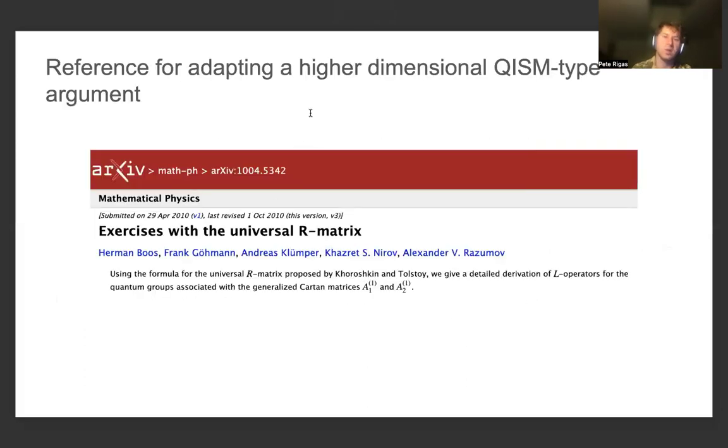And so the reference for adapting a higher dimensional QISM type argument, like we have mentioned, is related to this work in mathematical physics from Boos and several colleagues called Exercises with the Universal R Matrix.